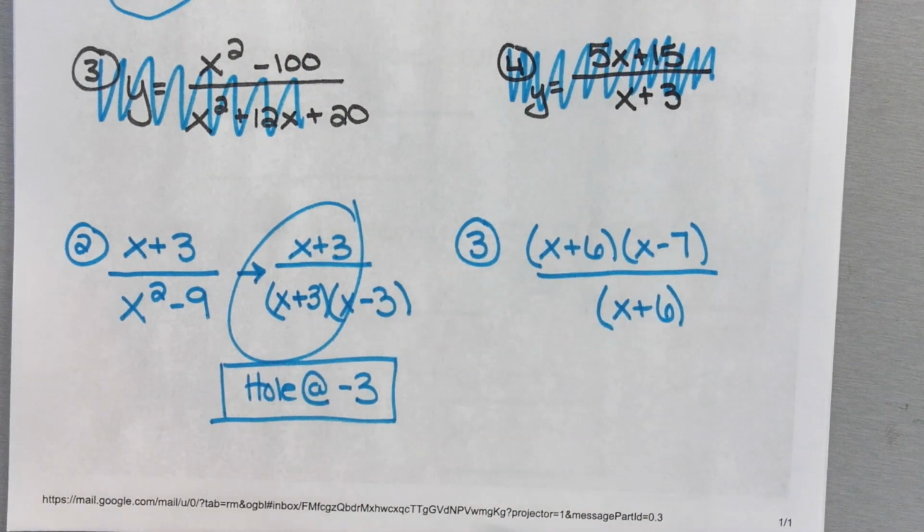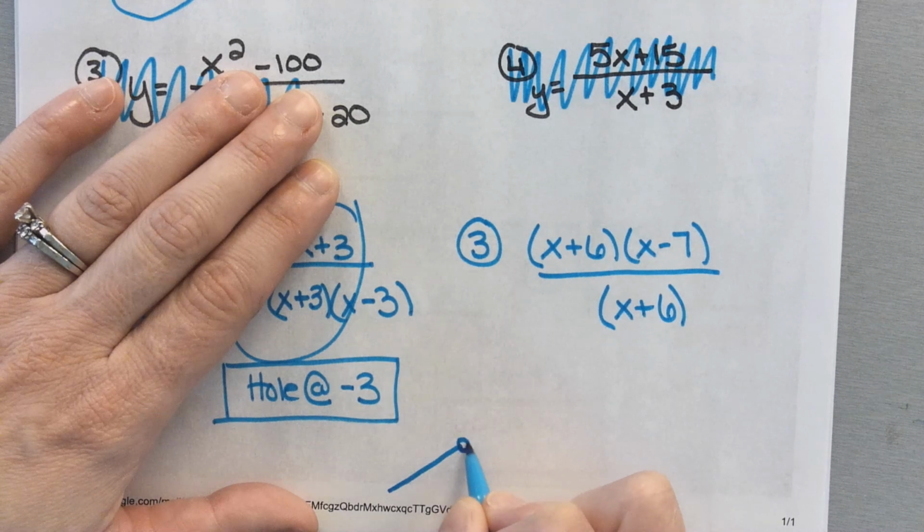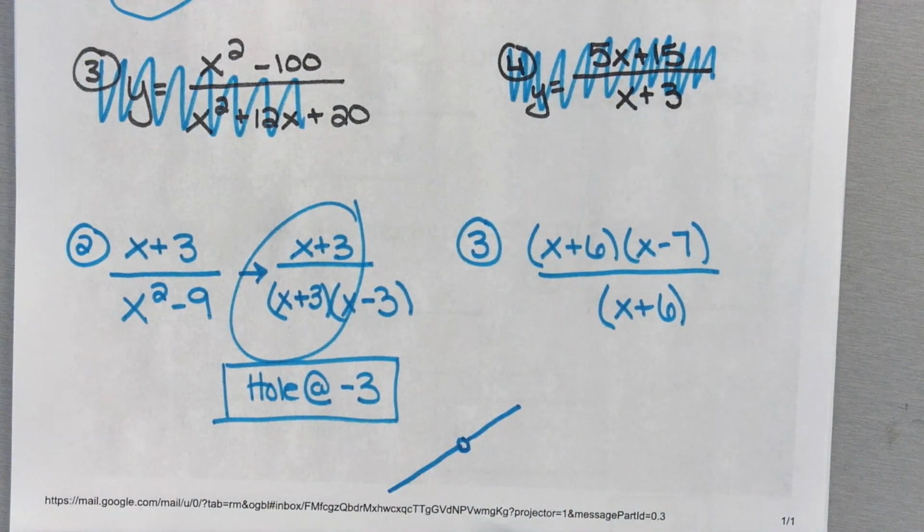So when you are graphing these, you don't need to write this down, but I just want to show you. Literally this is how we graph them. You're going along, and then you would truly put in a little pothole where the hole is.